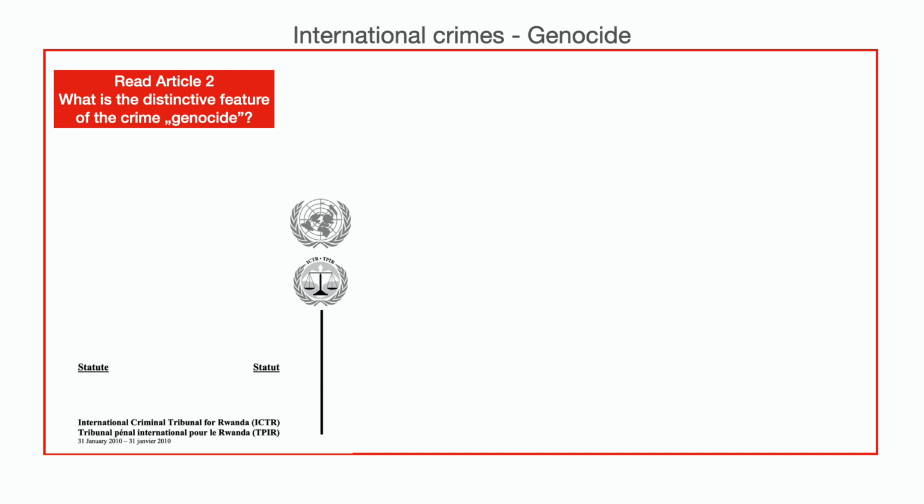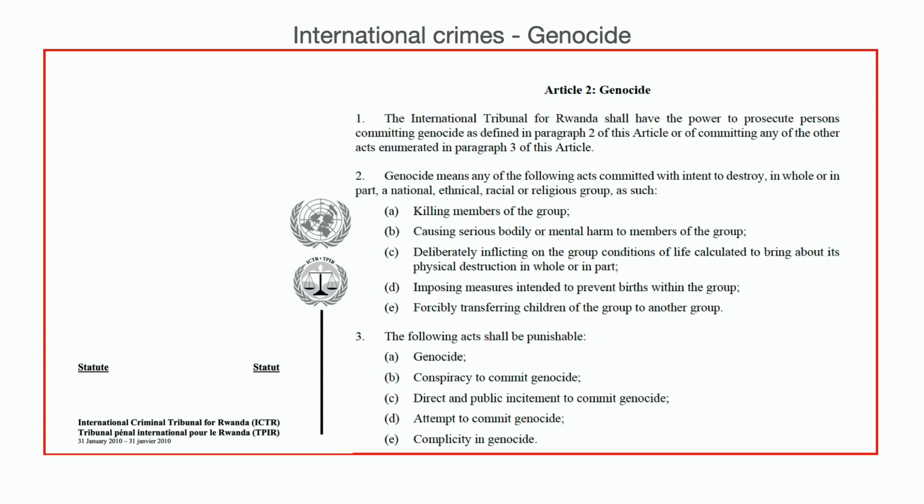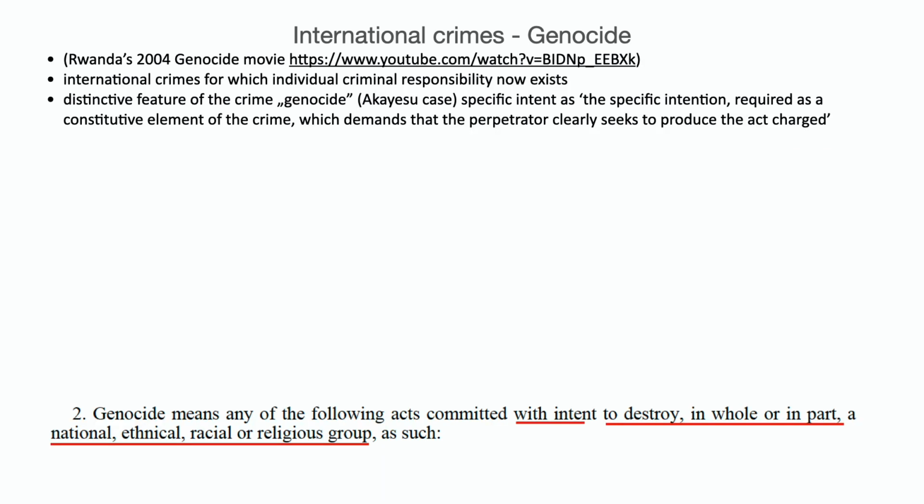Students stop the tutorial 10 minutes and read Article 2 of the Statute of the International Criminal Tribunal for Rwanda and answer the question, what is the distinctive feature of the crime genocide? Genocide is more than the act of killing. It is the intention which gives genocide its speciality and distinguishes it from an ordinary crime. The specific intention is thus required as a constitutive element of the crime genocide, which demands that the perpetrator clearly seeks to produce the acts charged.